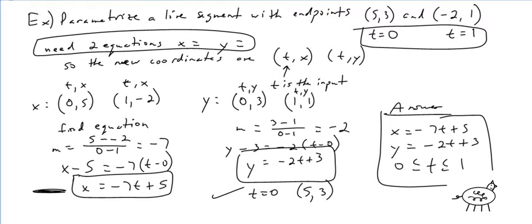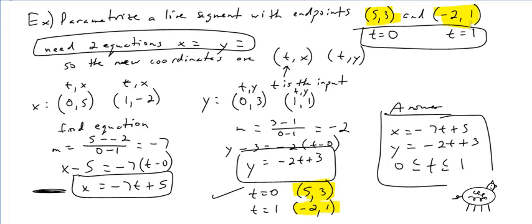And I go 5, 3. Sweet. It's the same. Okay? And if I plug the other one in, so t is equal to 1. Negative 7 plus 5 is negative 2. And negative 2 plus 3 is 1. All right? And sure enough, there's that, and there's that. So that's just a good check to make sure you get the right answer.